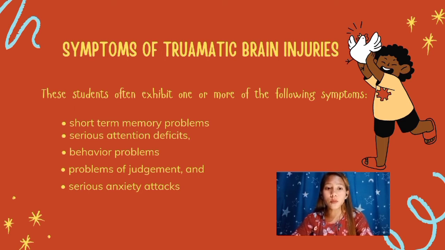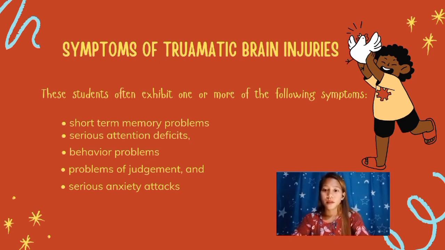In this symptom, they can't control their emotions, especially if they get angry and want something they can't get. If you encounter this, there is a possibility that the child has a traumatic brain injury. Next, problems of judgment and serious anxiety attacks.